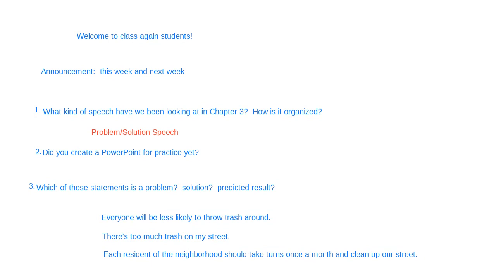parts to the speech. Now we know that we need the main idea, we need supporting sentences, and we need the conclusion. Okay, so we know we need those three parts. But specifically with a problem solution speech, there are three things we need to include in the speech. Do you remember what they are? The problem, solutions, and results. Good.